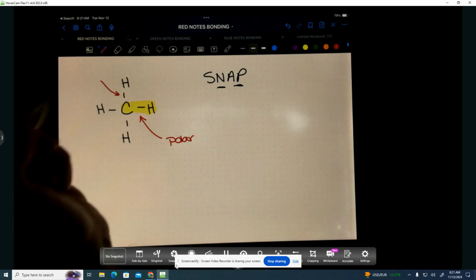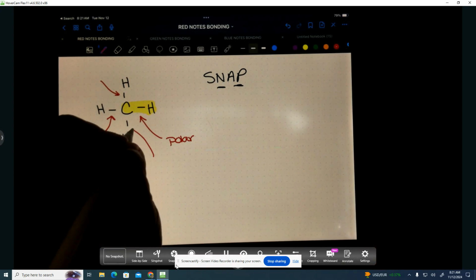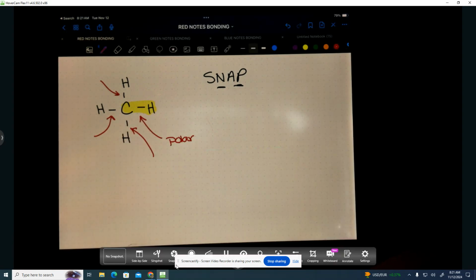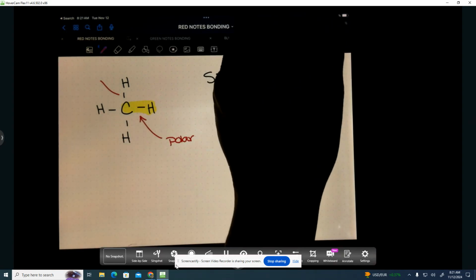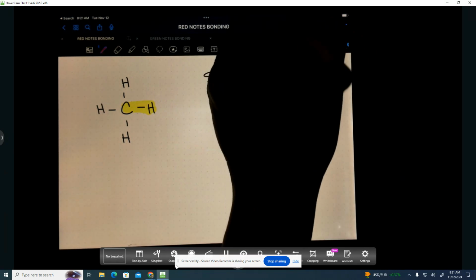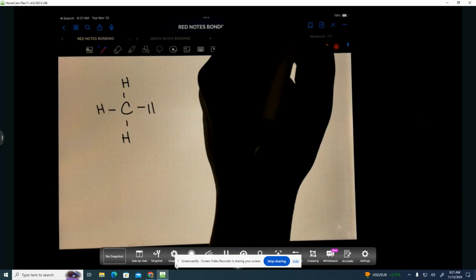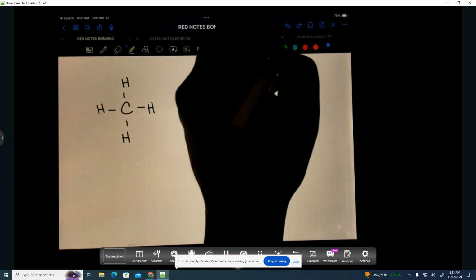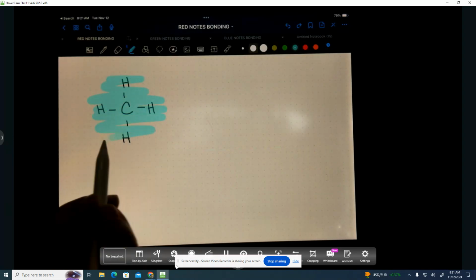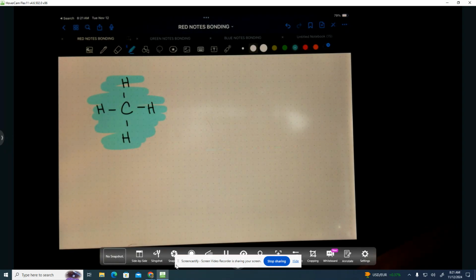This is also a polar covalent bond. This is also a polar covalent bond, and that is also a polar covalent bond. However, look at the molecule. The molecule is the whole thing. Is the molecule symmetric or asymmetric? It is symmetric. If the molecule is symmetric, it is nonpolar.